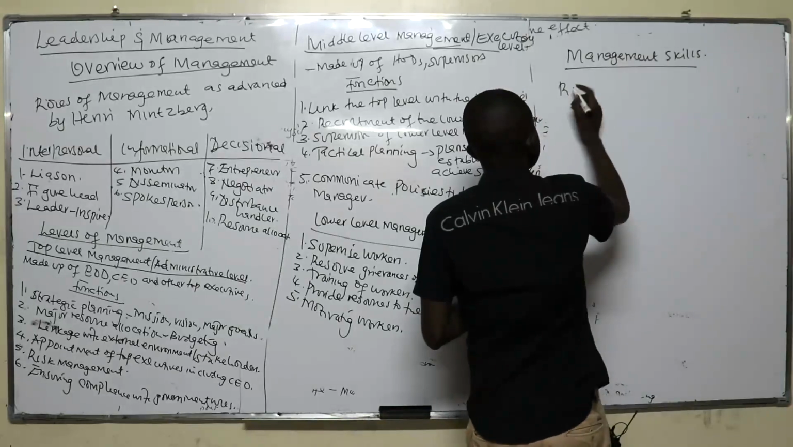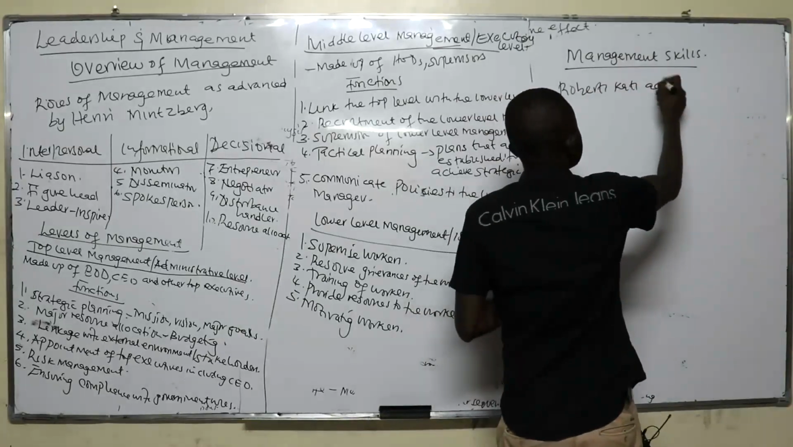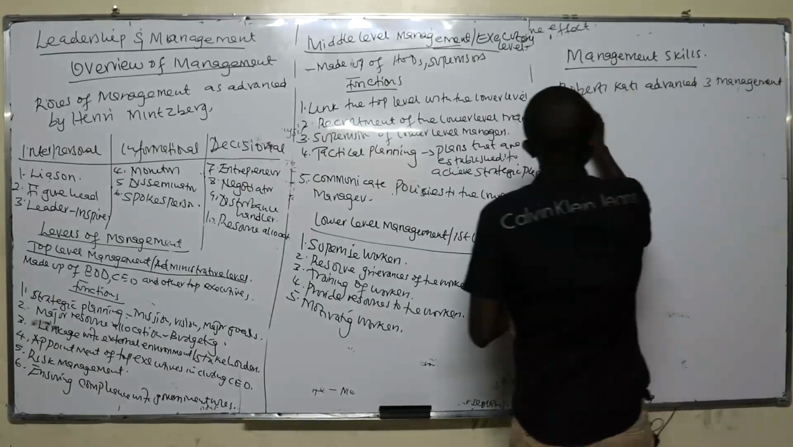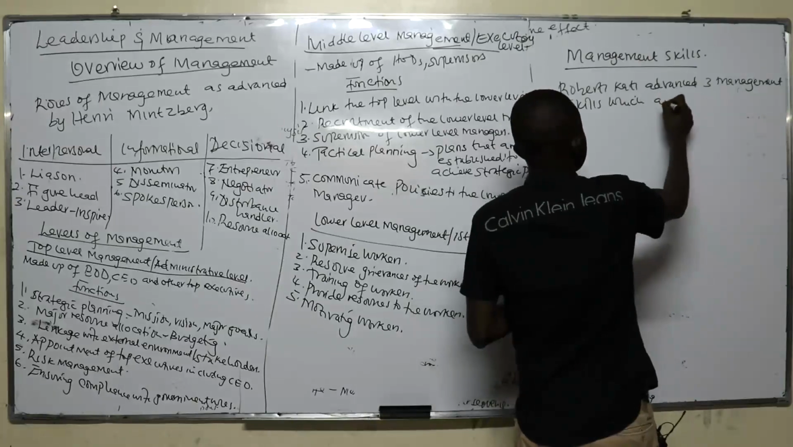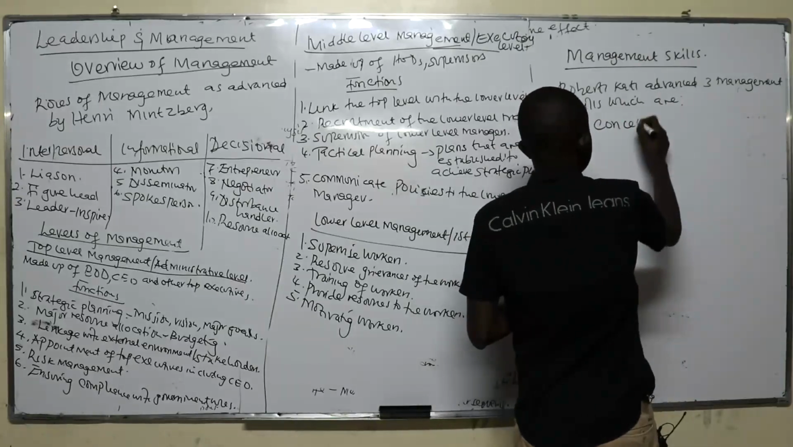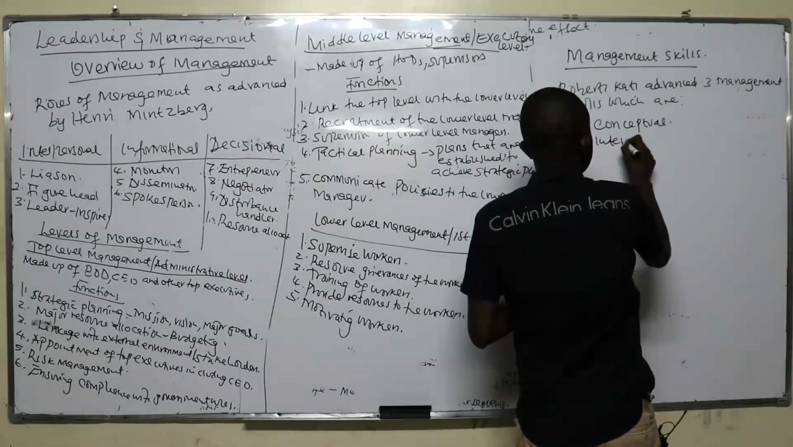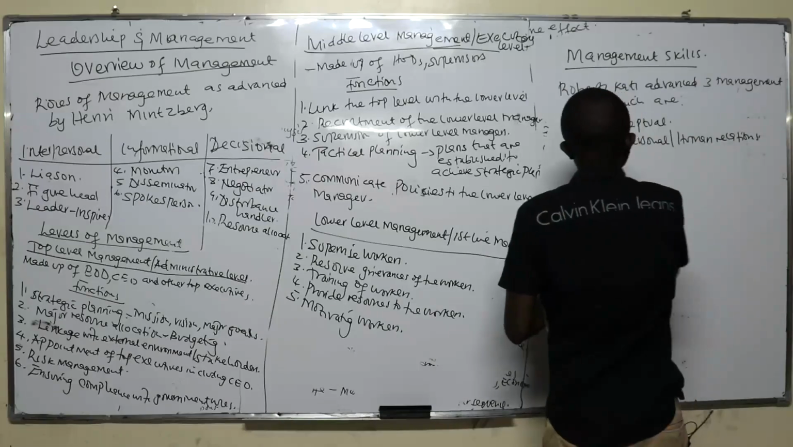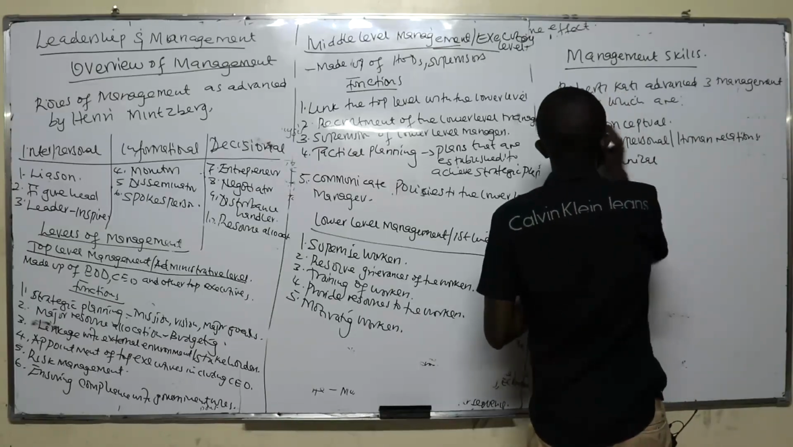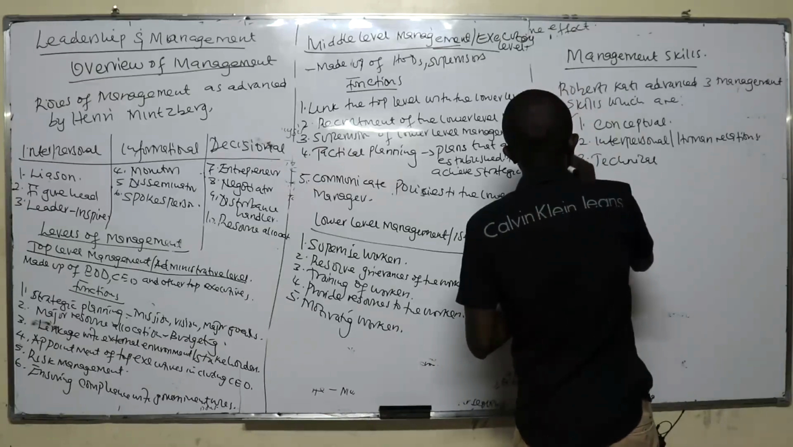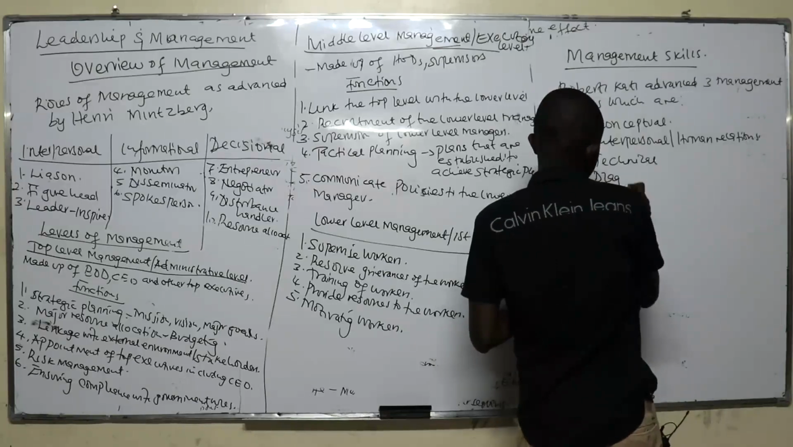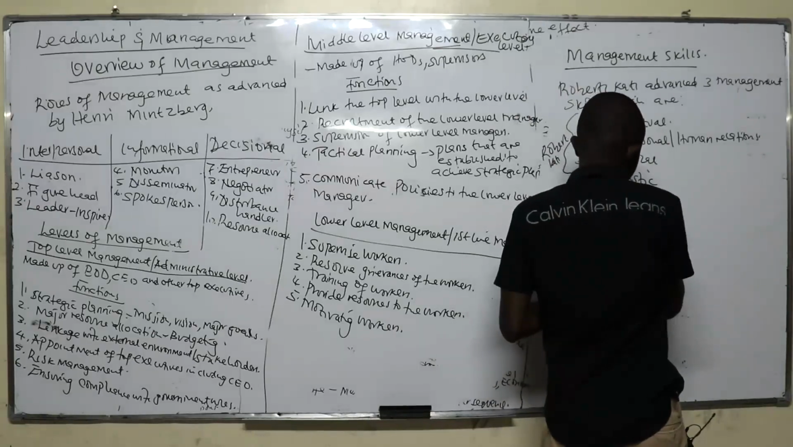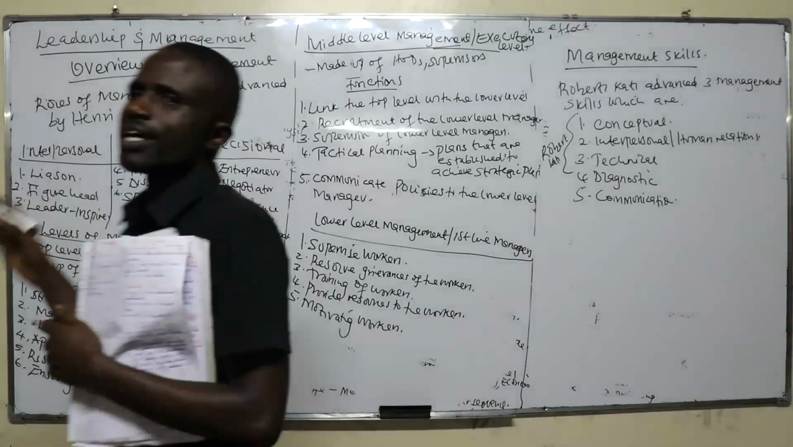So Robert Katz advanced 3 management skills, which are one, conceptual, interpersonal, also called human relations skills, and technical. But we always add diagnostic, and communication. All the skills that we talk about, they revolve around those 5.